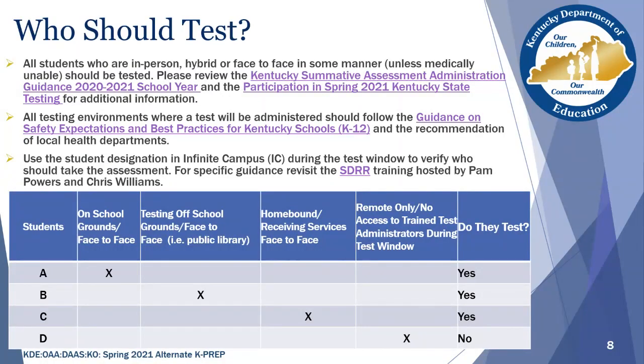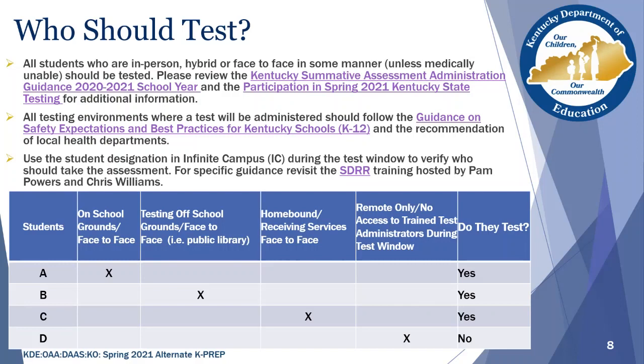For students who are in person and receiving instruction, that may look a little different in different situations. It could occur on school grounds. If they are coming to school, they would be expected to test, as you can see on the slide, by student A representation on school grounds and face-to-face.